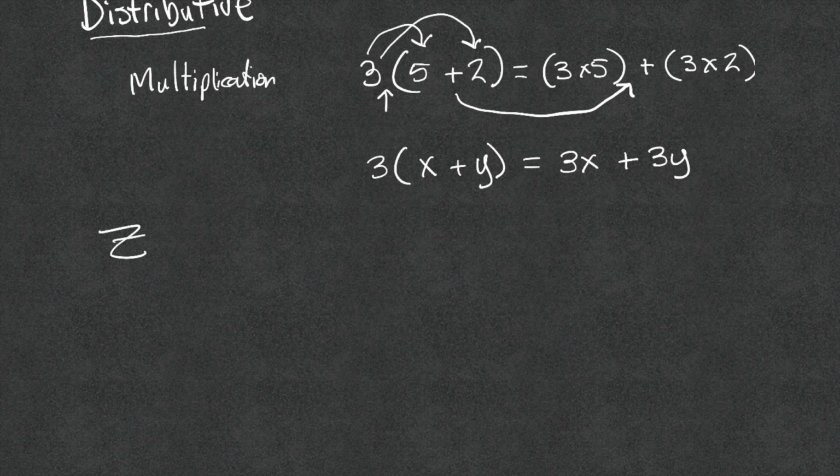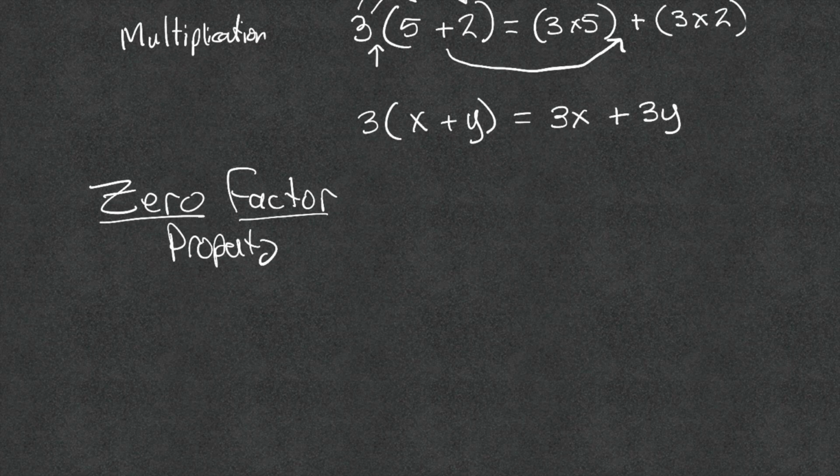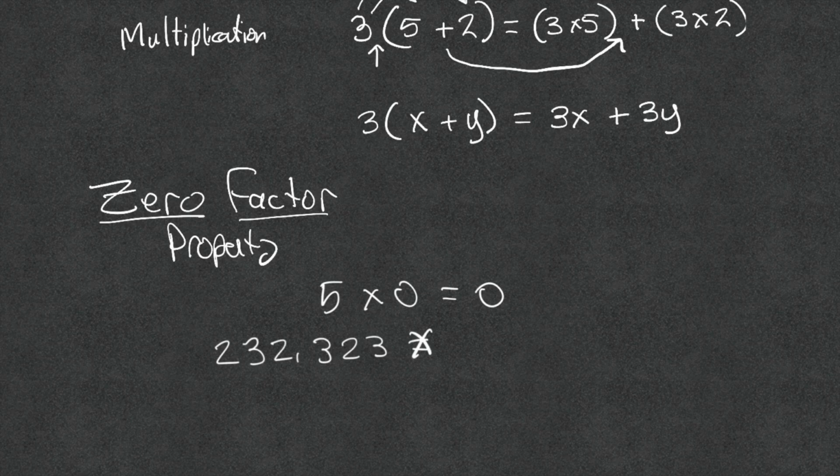Let's look at the zero factor property. So 0 is a key and factor is a key. So if any number, real number, is multiplied by 0, what's the product? 5 times 0. It always equals 0. It doesn't matter how big that number is. Times 0 equals 0. You will always have 0. Easy.